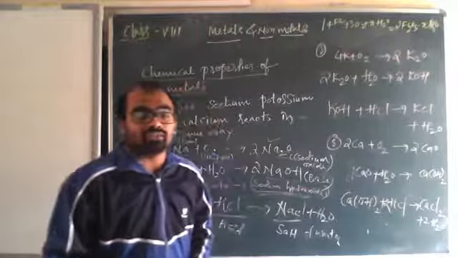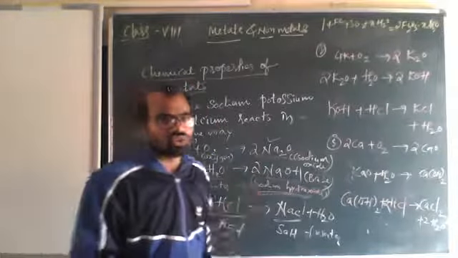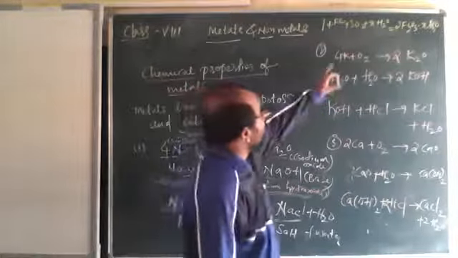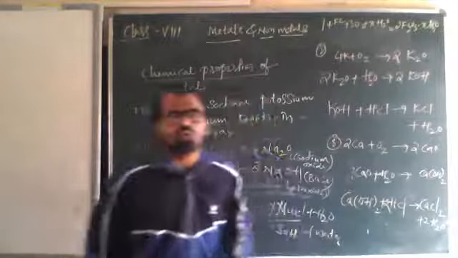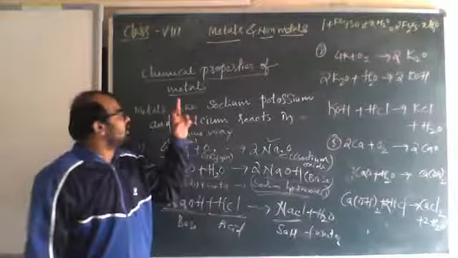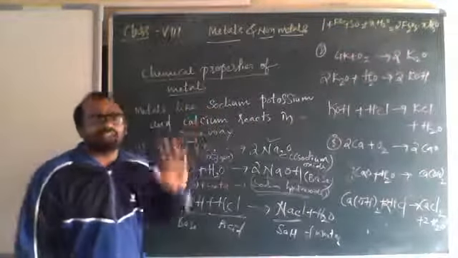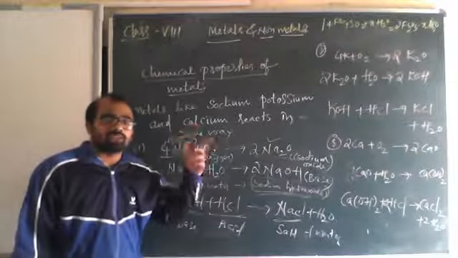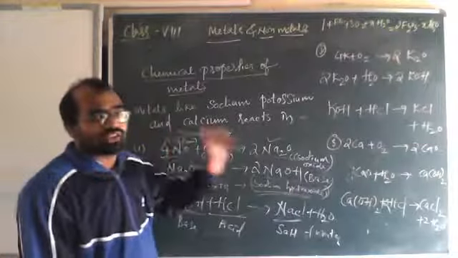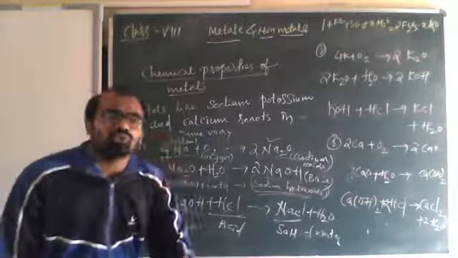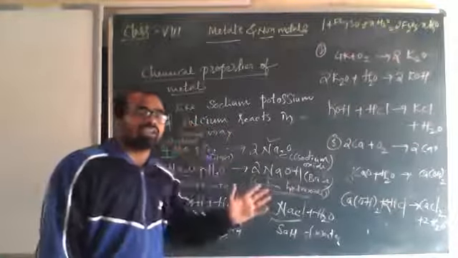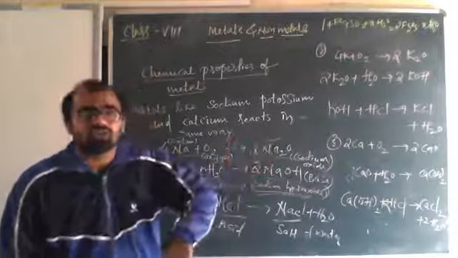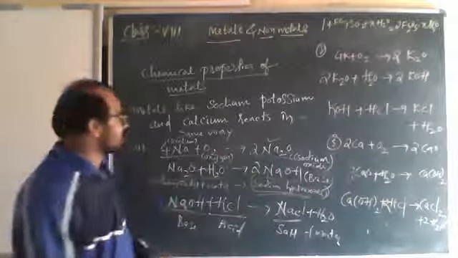So how to write that? Check out now. 4K plus O2 is 2K2O. Same. In place of Na, just put K. Na is sodium, K is potassium. So 4K plus O2 is forming 2K2O, which means potassium is reacting with oxygen to form potassium oxide.